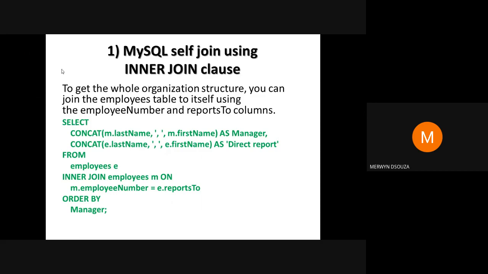Okay, I would have written select, and I would have used the concat function to get the last name and first name. I would put a column alias for this as manager. Similarly, I would use the concat function for the last name and first name, and I would put a column alias as direct report.